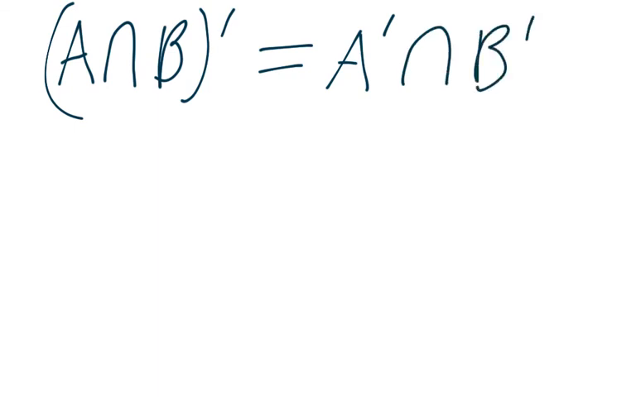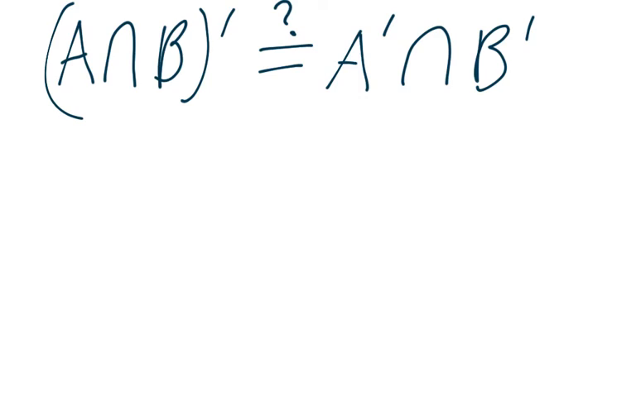So let's consider this problem. Can I say the following? A intersect B complement is equal to A complement intersected with B complement. Is this true? I like to put a little question mark over my equal sign if I haven't proven something to be true, because I don't like to say things that are wrong.